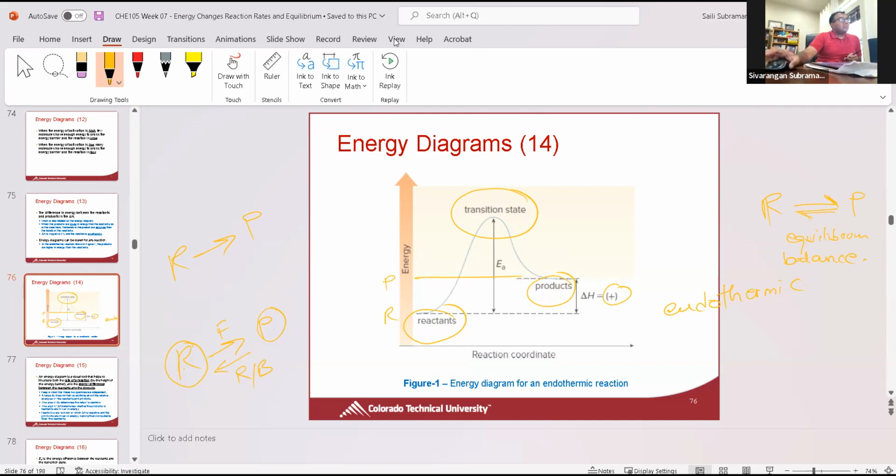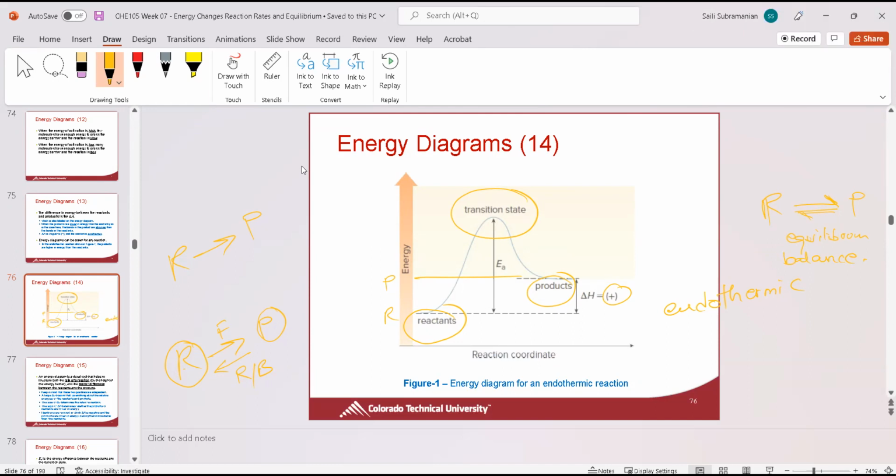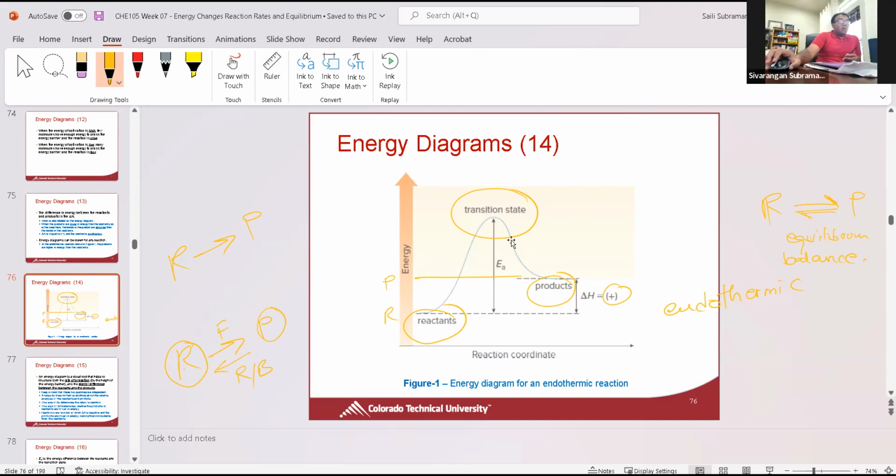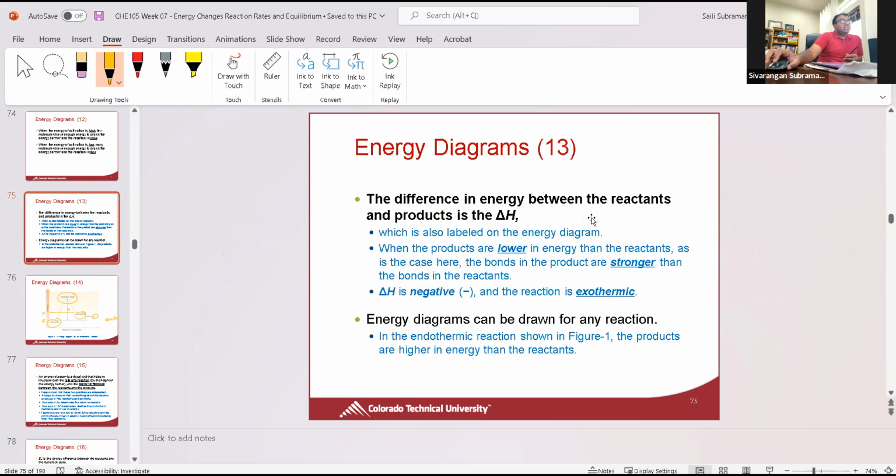Conceptually, are you guys on board? Yep. Okay. So now I want to introduce the concept of transition state. Okay.